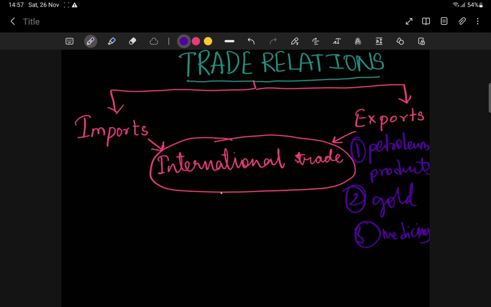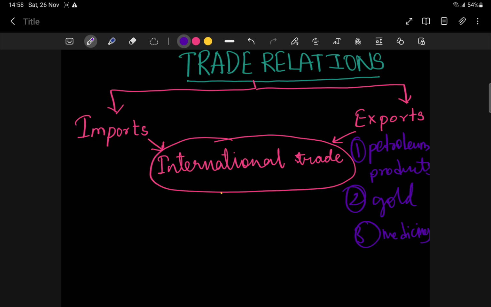So now if you just understand the ideology of trade, all these products are being exported to other countries from India. These are prepared, manufactured in India, and they are sent to other countries, which is known as exporting or export trade.